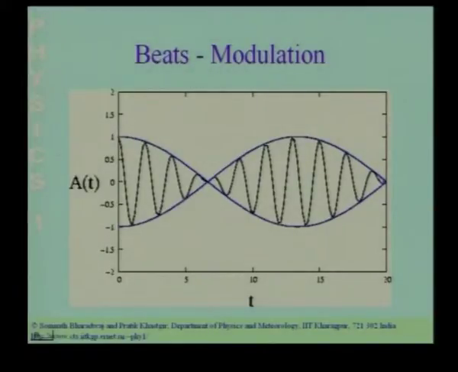Now, let us discuss the situation where such a situation occurs in many contexts. For example, I have two strings which produce nearly the same frequency, but not exactly the same frequency. For example, I am tuning a guitar and I have not exactly tuned it. So, when I pluck the two different strings, they produce very close sounds, but not exactly the same. The question is, what do I hear when I pluck two strings which produce very close frequencies, but not exactly the same frequencies? So, let me repeat this analysis which I had just performed.